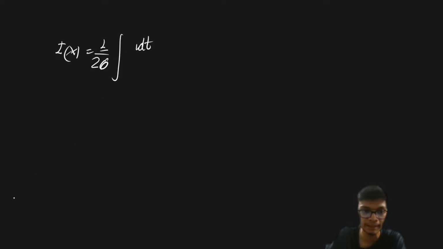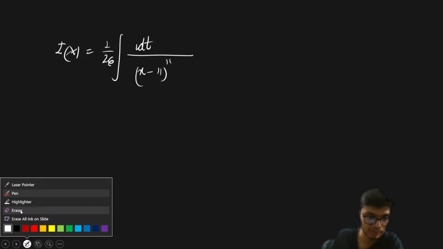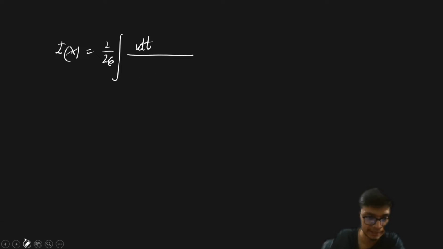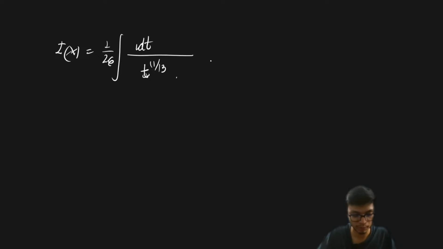So from here your integral expression, that is I of x, is going to be equal to, let us keep 1 by 26 as a constant outside the integral, I'm extremely sorry, outside the integral, dt upon t to the power 11 by 13, where I replaced (x minus 11 by x plus 15) whole to the power 11 by 13 simply as t to the power 11 by 13. This is a simple integration expression that we need to solve.